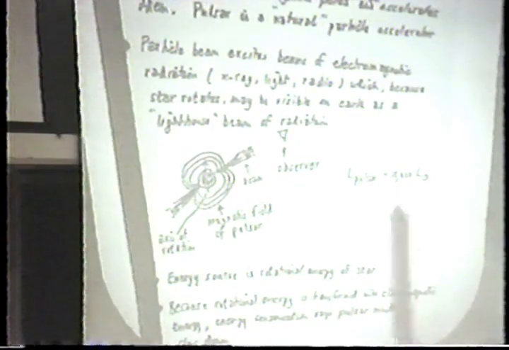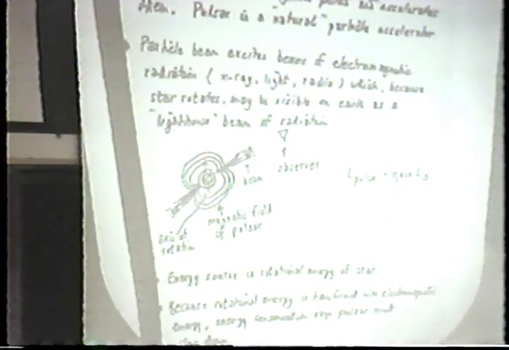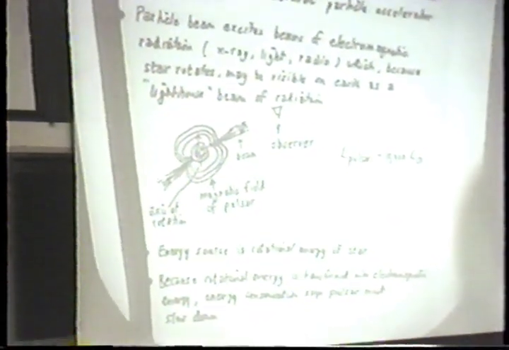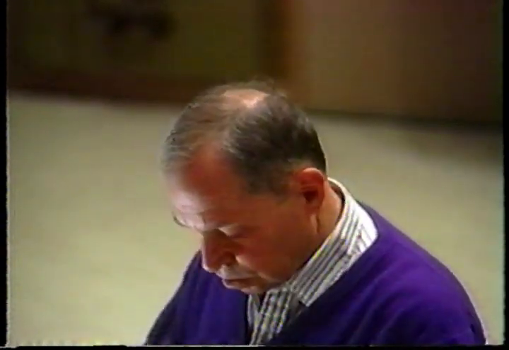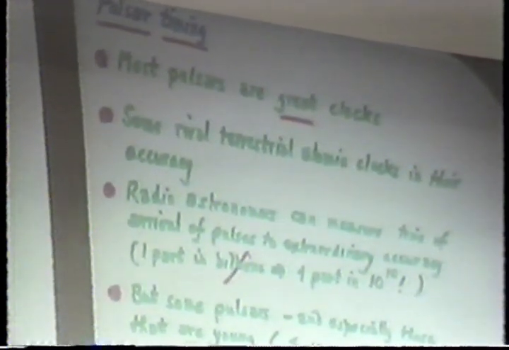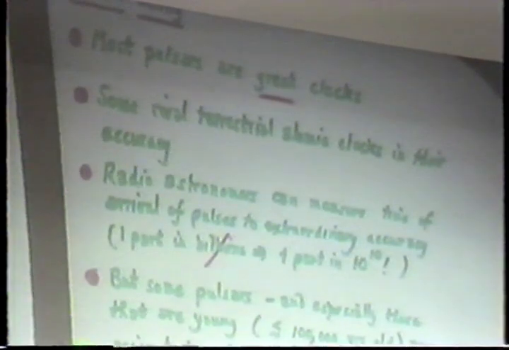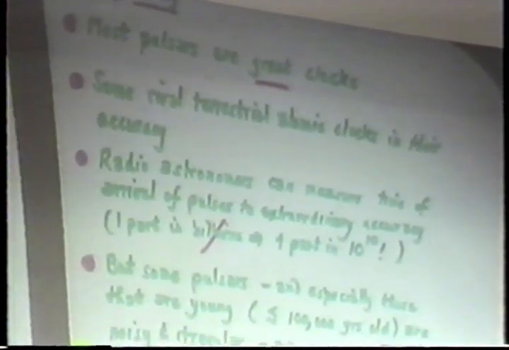There's a lot of energy there. It can be as large as 10,000 times the energy of the sun. It's a very efficient system, this conversion of energy of the star into electromagnetic energy, and what it does is cause the star to slow down. Now I come to the issue of superfluidity. Most pulsars are great clocks. They're extraordinarily accurate. You can measure their period to a few parts in hundreds of millions, and they rival atomic terrestrial clocks in their accuracy. And so you can measure times of arrival very well.